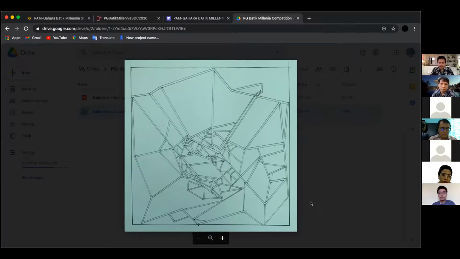And then I use the elements of point and line to focus on the middle, so that when people look at the batik, the movement is from outside into inside, focusing from outside to inside. And then do you have a repetition of this pattern? Yes. I didn't make it yet.